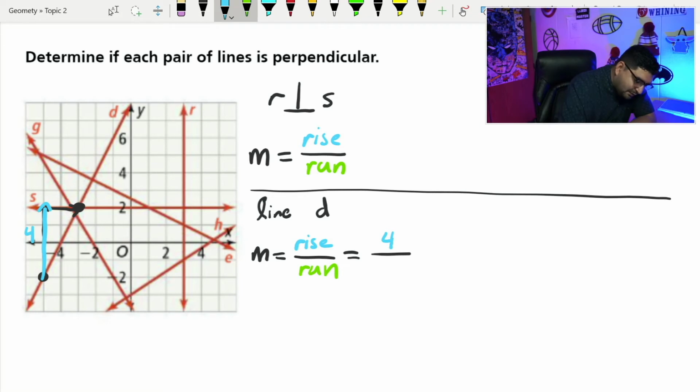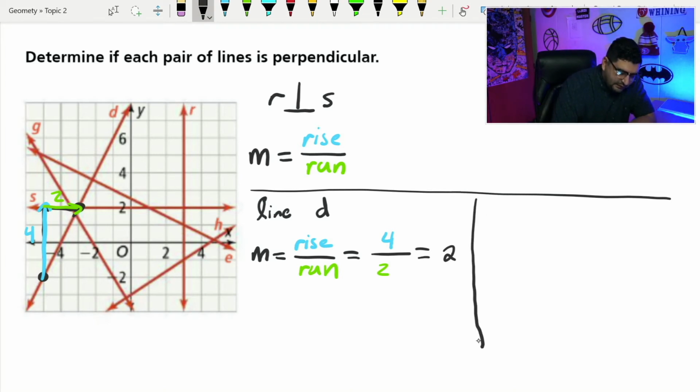And how much did we run? Well, we ran 2 spaces. So here we have a 2. So we have the slope of 4 divided by 2. That is simply 2. That's what we get for line D.